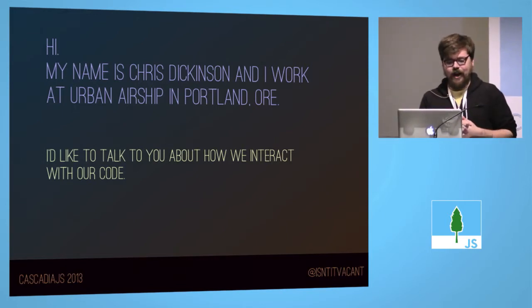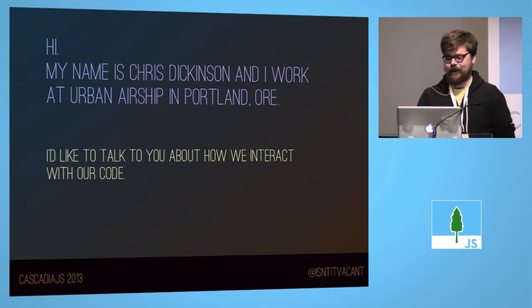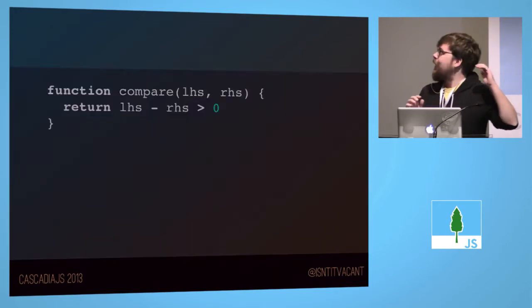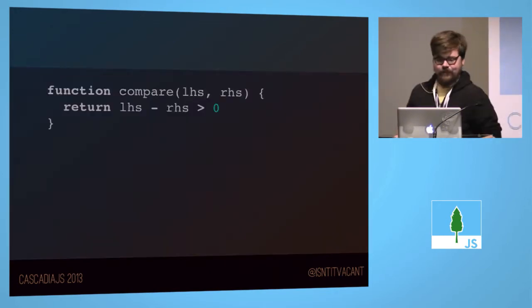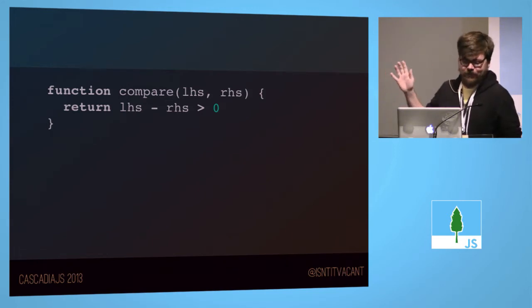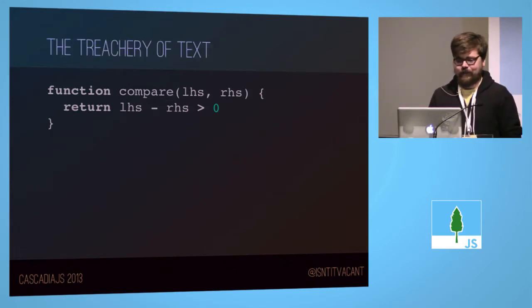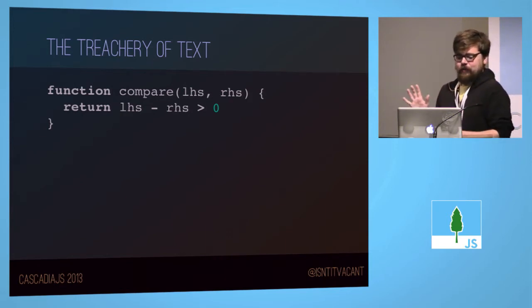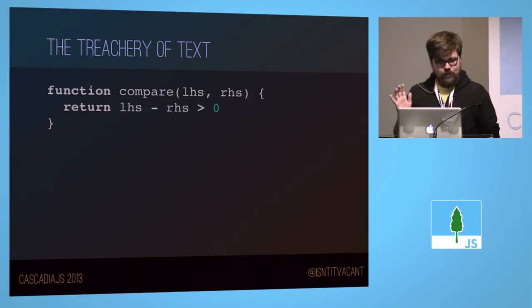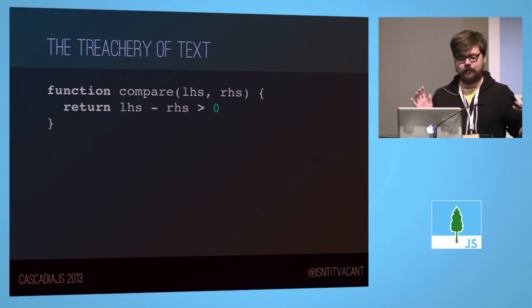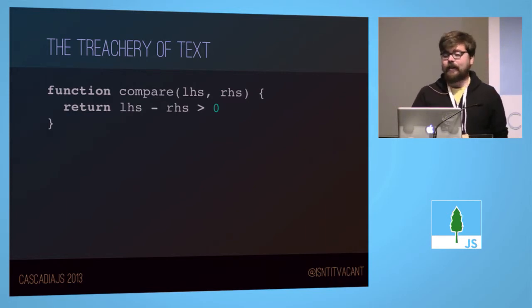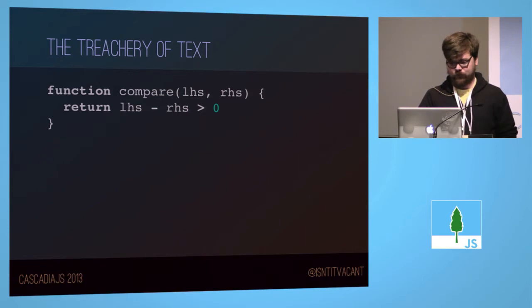I'd like to talk to you today about how we interact with our code. And to start, I'd like to show you some JavaScript. This is how we usually see our code. But there's treachery afoot. This isn't really JavaScript. It's text. More than that, it's text that's represented as a series of bytes on a hard drive. And that's how we usually interact with our code.